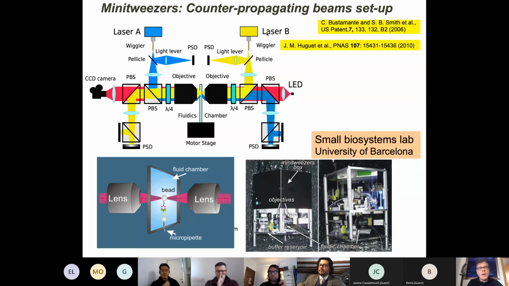Now, what I want to show you is that the principle of optical trapping, as you saw before, which is a lens with a high numerical aperture, has now become more sophisticated in the form of instruments that combine more than one optical trap.